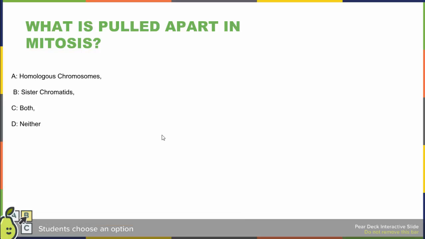All right, what is pulled apart in mitosis? Hopefully you paused the video and now you've come up with your solution and you're going to answer. So what is pulled apart in mitosis? Choices: homologous chromosomes, sister chromatids, both, or neither. So what is pulled apart during mitosis is sister chromatids. So we are not separating homologous chromosomes in mitosis. We are only separating sister chromatids. So B, correct answer.